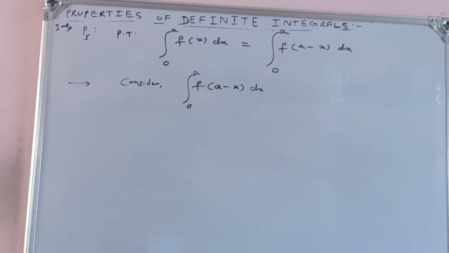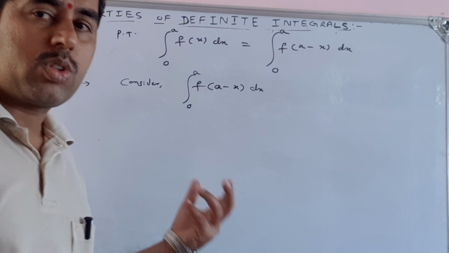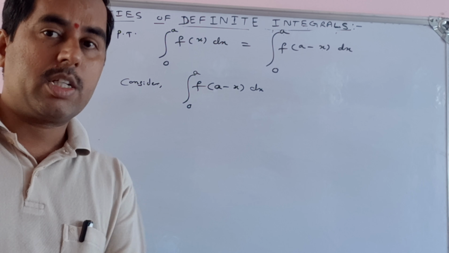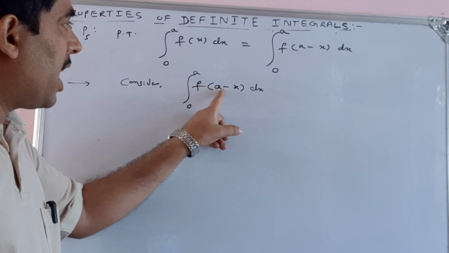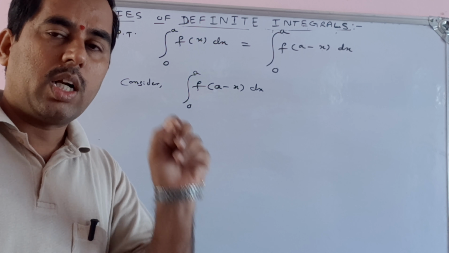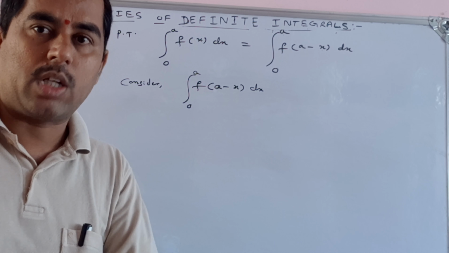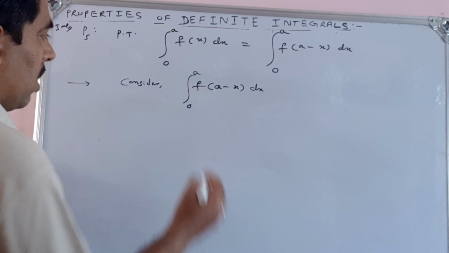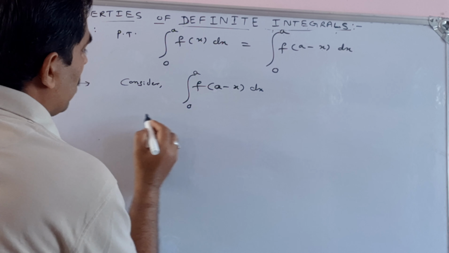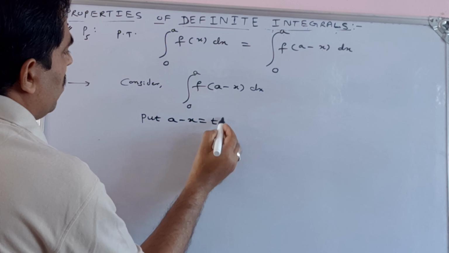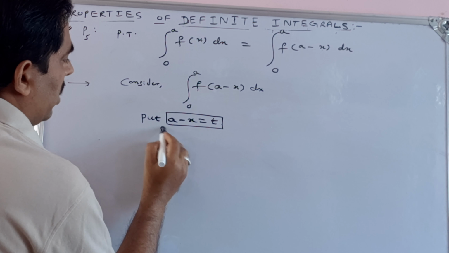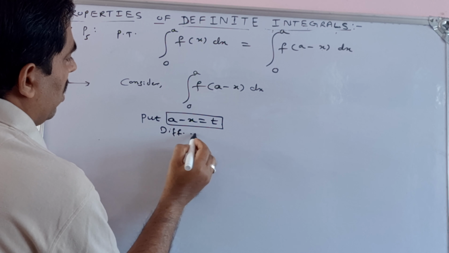Once again, very simple point. How we have to start here, as we did for our previous property. The quantity within the bracket is a minus x. So put that a minus x is equal to t, substitution method. Then we have to change the limits of integration. So I will substitute, okay, put a minus x is equal to t. This is my substitution. Then you differentiate this, very simple.